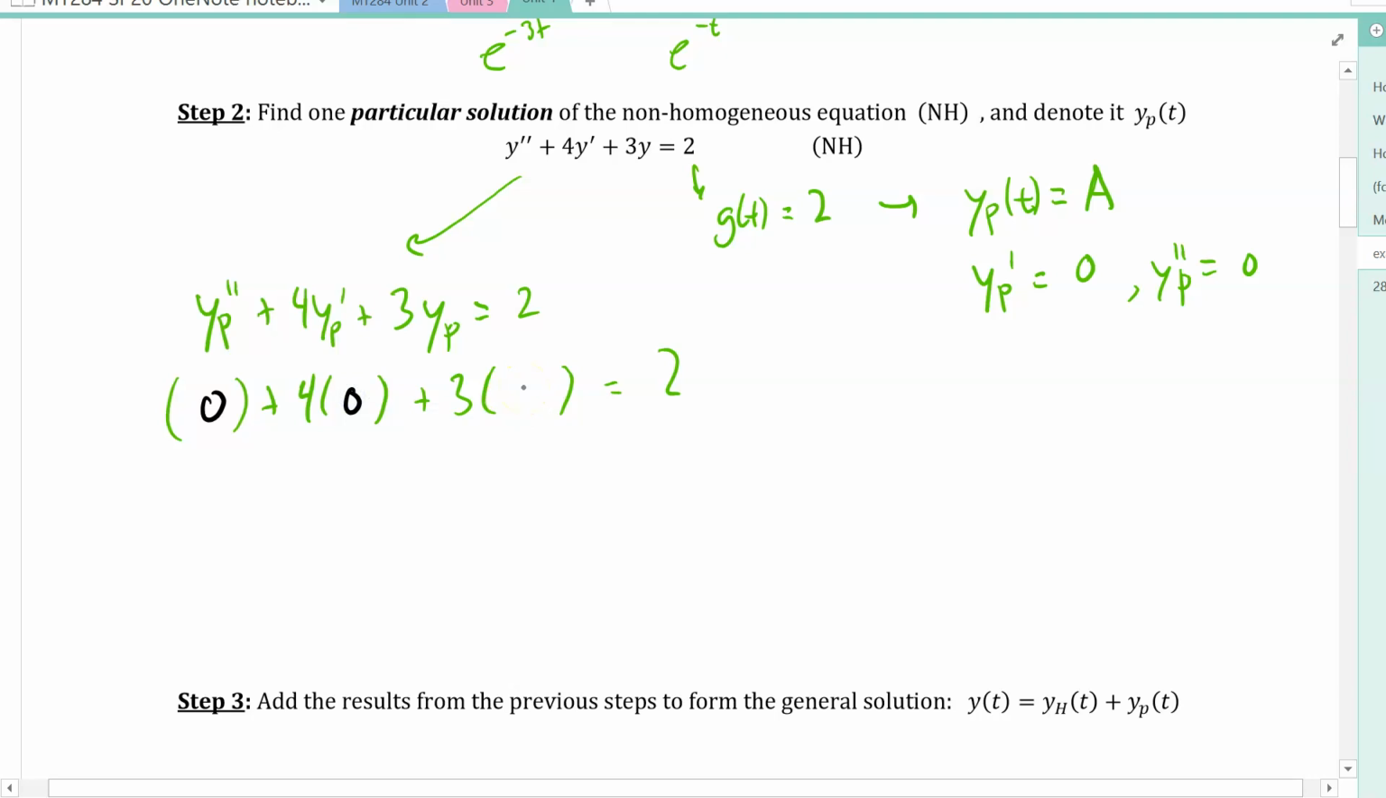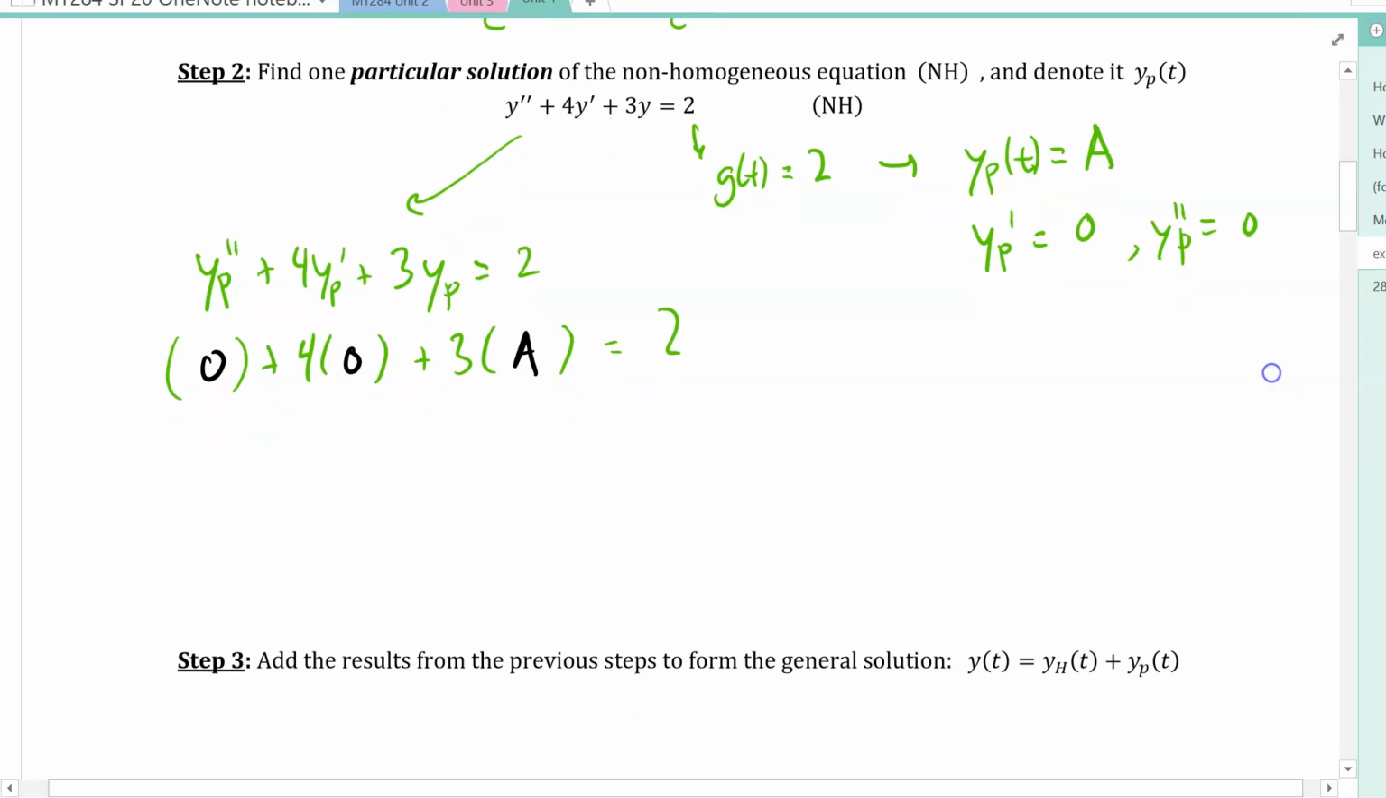The original guess was just a constant. We're calling it a constant coefficient to be determined. Alright, now simplify and solve this resulting equation for a. In our case, the first two terms go away. There's 0, so we get 3a is equal to 2. When solving that gives us that a is equal to 2/3. Alright, so that tells us what our particular solution is.